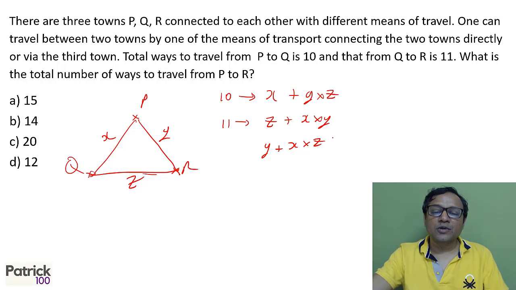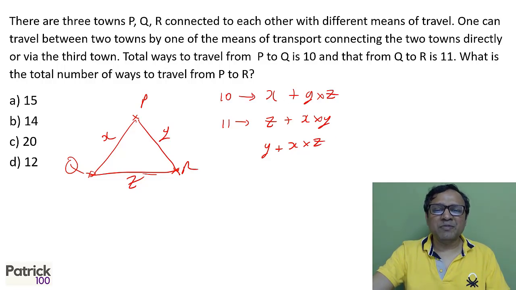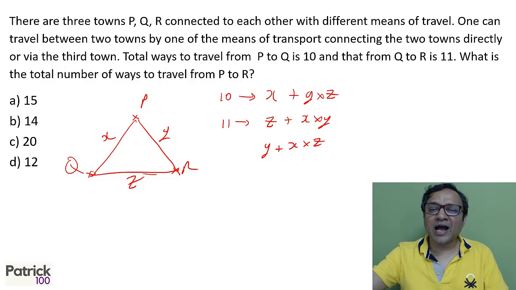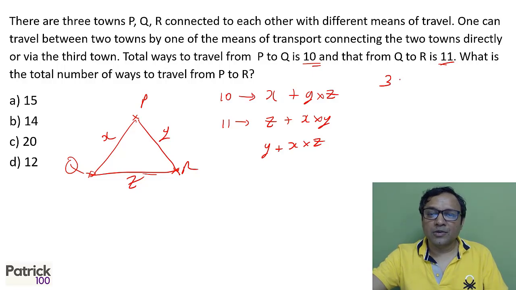Let's try to figure out what the values can be. It makes sense to substitute the values. It may not be very high because of 10 and 11. So if I take 3 as one constant term here, 3 plus 8 gives 11. So 3 plus 2 into 4 gives 11. So I can take it as 3 plus 2 into 4.